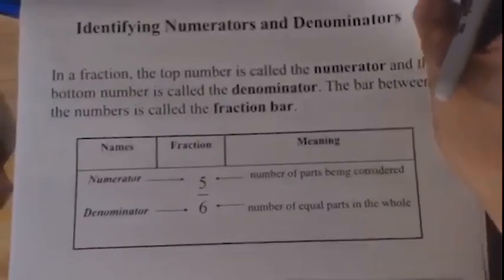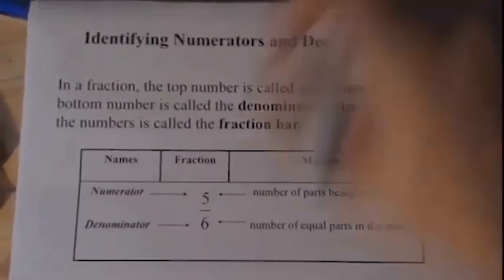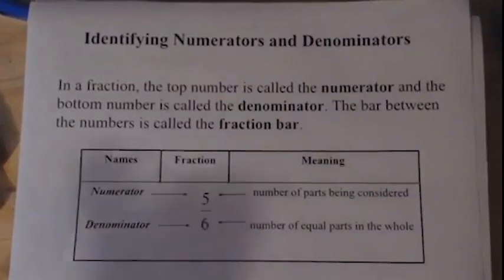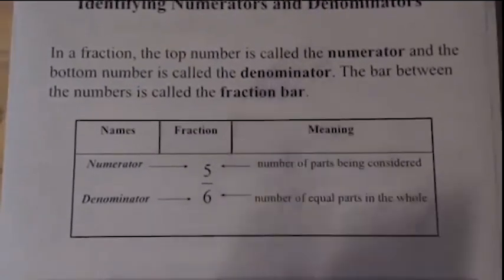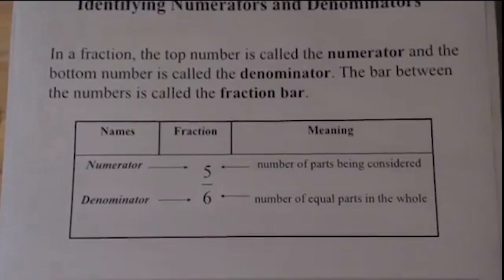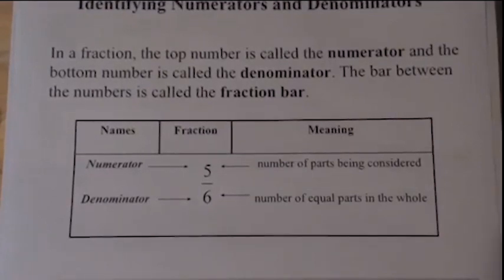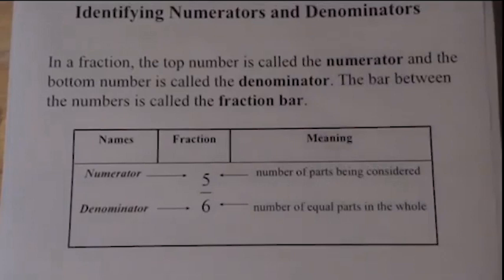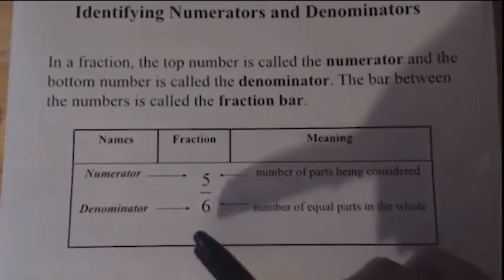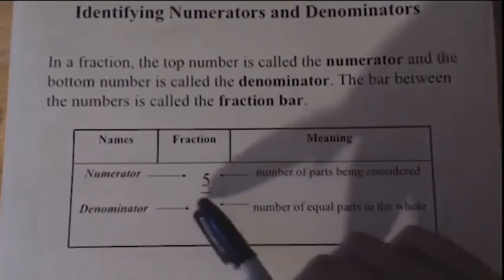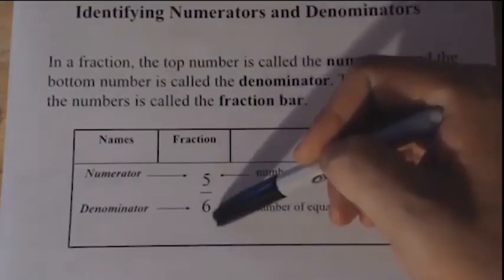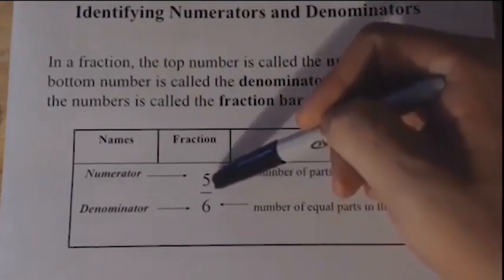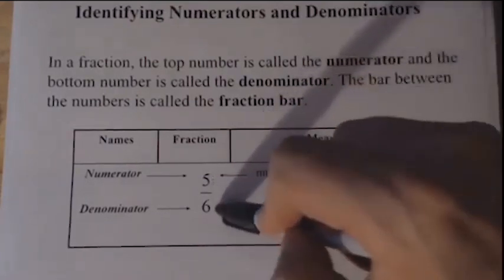So first, when we talk about fractions, we want to be able to identify numerators and denominators. So in a fraction, the top number is called the numerator, and the bottom number is called the denominator. And the bar in between we call a fraction bar. So in this fraction, 5 over 6, the numerator is 5, the denominator is 6.